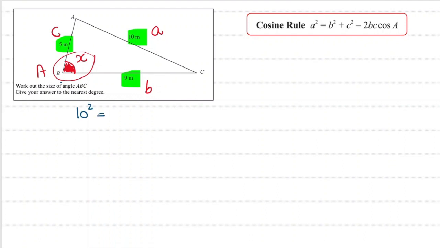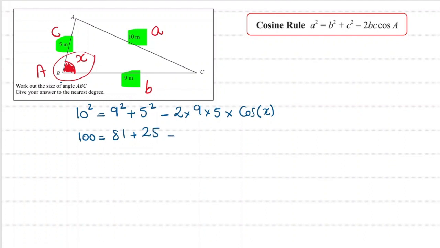We then substitute these values into our formula and we get 10 squared equals 9 squared plus 5 squared minus 2 times 9 times 5 times cos of the angle in the question, which is X. Let's calculate these values. 10 squared is 100 equals 9 squared is 81 plus 5 squared is 25 minus 2 times 9 times 5 is going to be 90 cos of angle X. So we have 100 equals 81 plus 25 is 106 minus 90 cos of angle X. This is the equation that we need to solve in order to find the value of X.